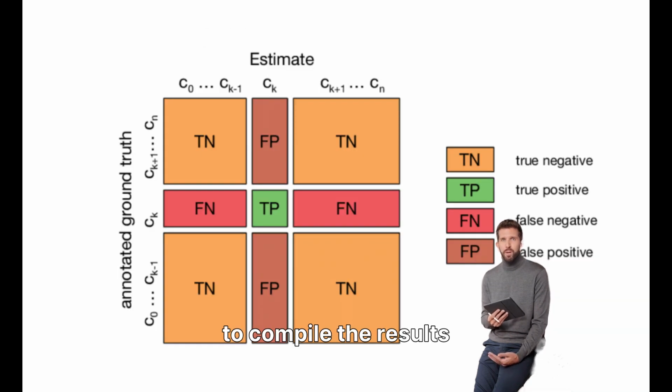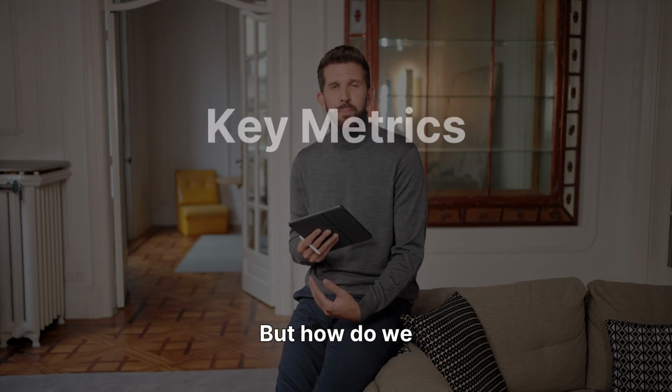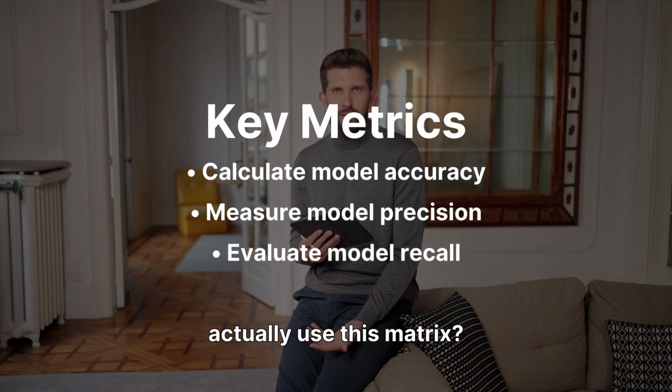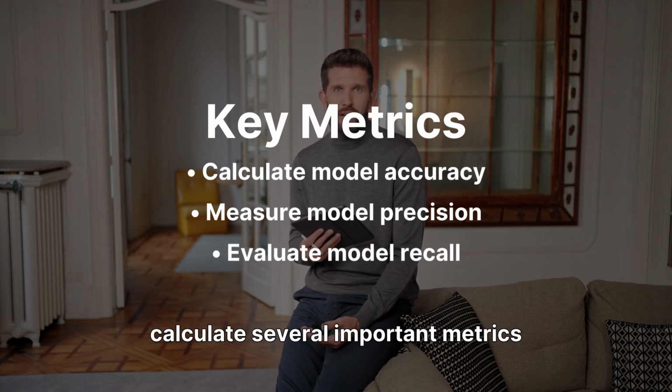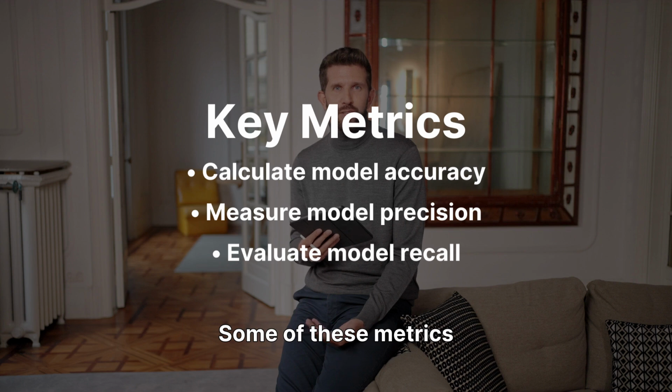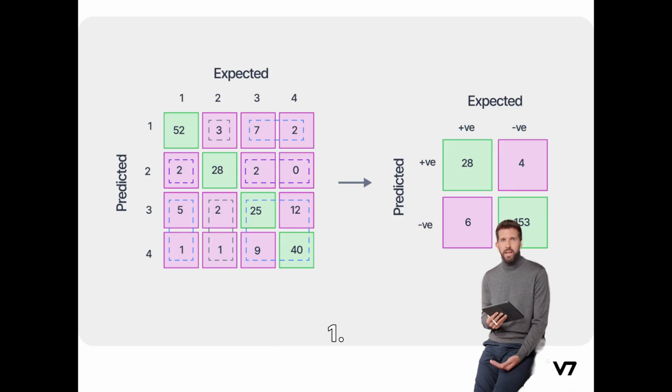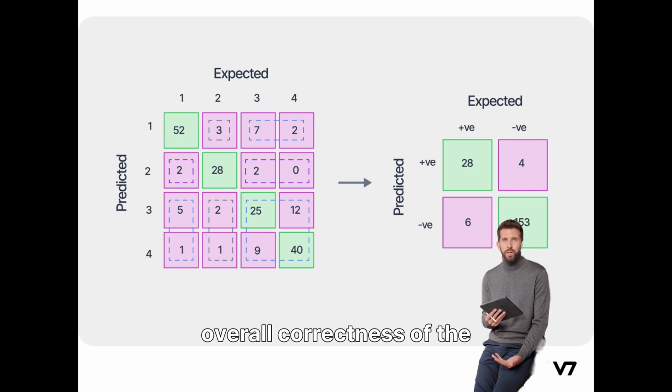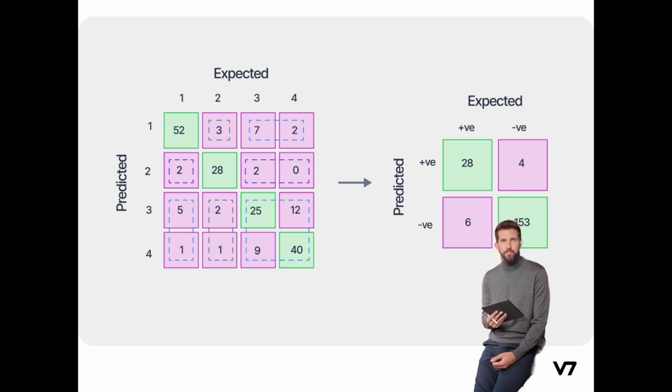Now, if we were to compile the results of our model into a confusion matrix, it could look something like this. This simple table gives us a lot of information at a glance. But how do we actually use this matrix? Well, it helps us calculate several important metrics that can guide our understanding of the model's performance. Some of these metrics include: 1. Accuracy. This measures the overall correctness of the model. It gives us a general idea of how well our model is doing.